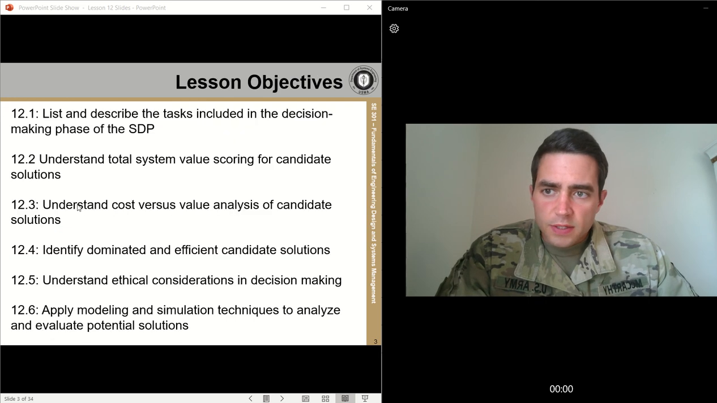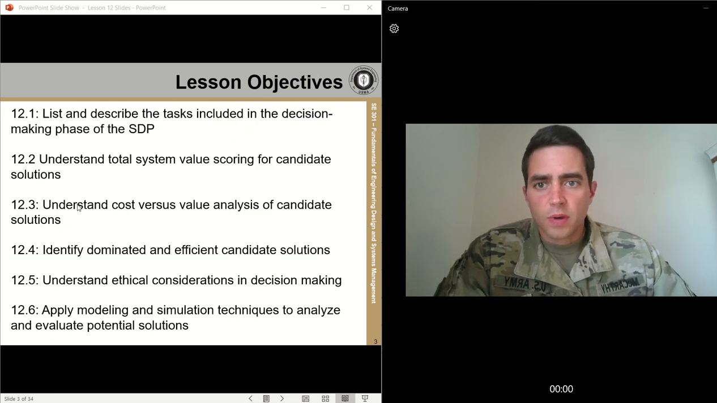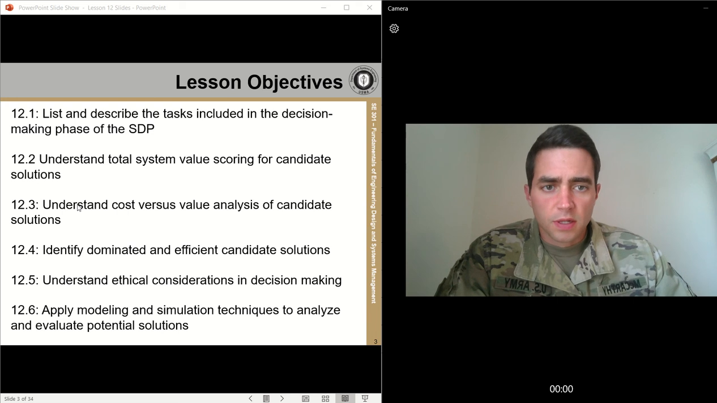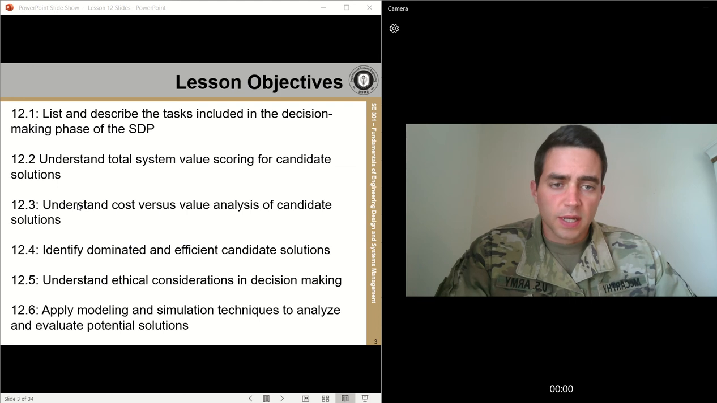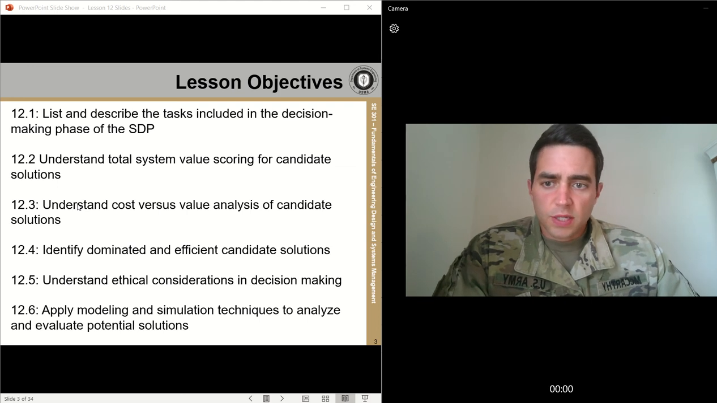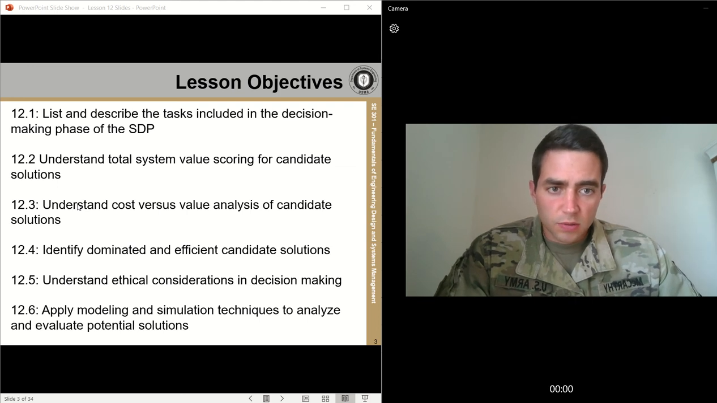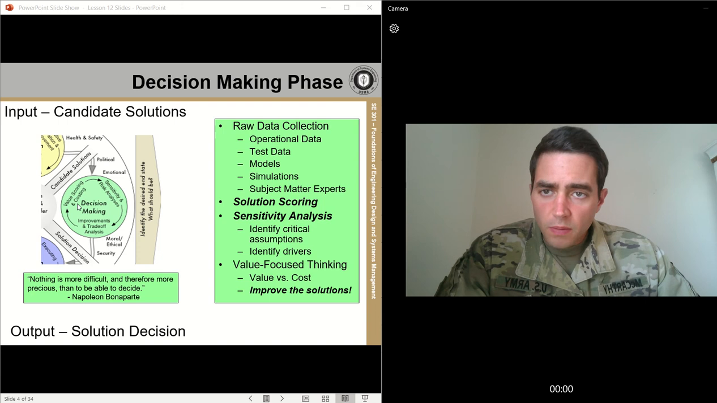Today, these are the 6 lesson objectives that we'll cover, starting with understanding the tasks included in the decision-making phase and going into modeling, performance modeling, and simulation techniques which could be useful as we gather data and also as we score our alternatives.